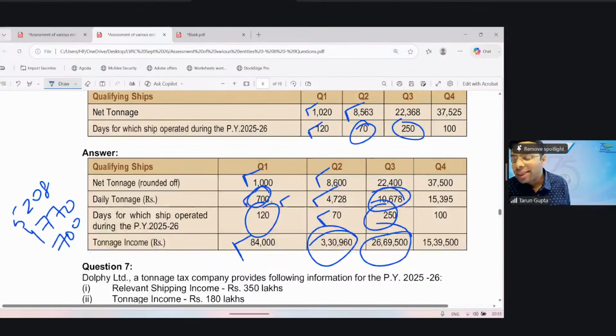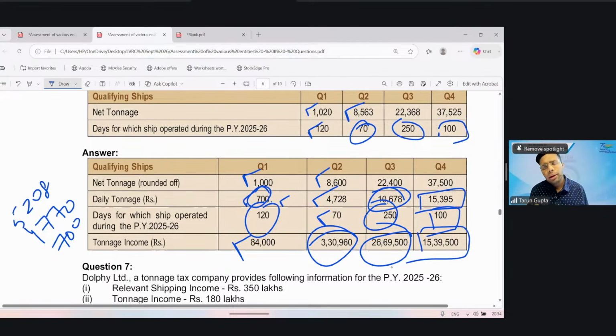If the tonnage exceeds 25,000, then up to 1,000 at 70, 1,000 to 10,000 at 53, 10,000 to 25,000 at 42, and beyond 25,000, 29. This way, I'll compute daily income. The ship operated for 100 days, so I multiply by 100. That tonnage income shall be 15,39,500. Clear?